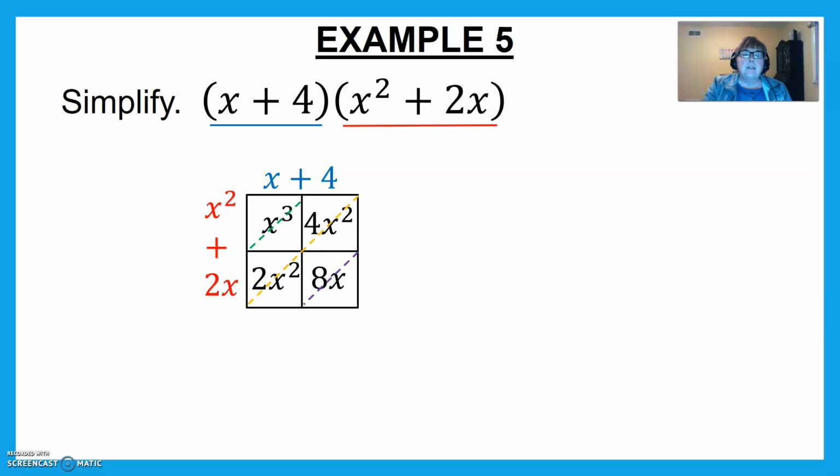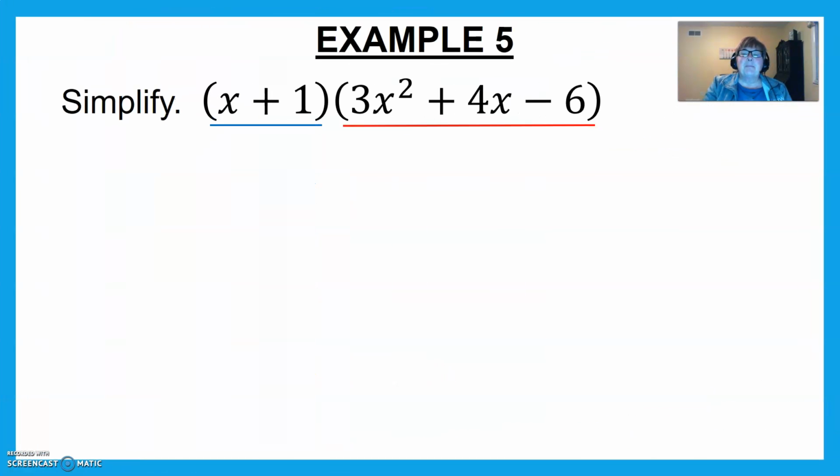So on the green diagonal, I have x to the third. On the yellow diagonal, I have 4x squared plus 2x squared, which is 6x squared. And then I have 8x. So I get x to the third plus 6x squared plus 8x. And that's it.